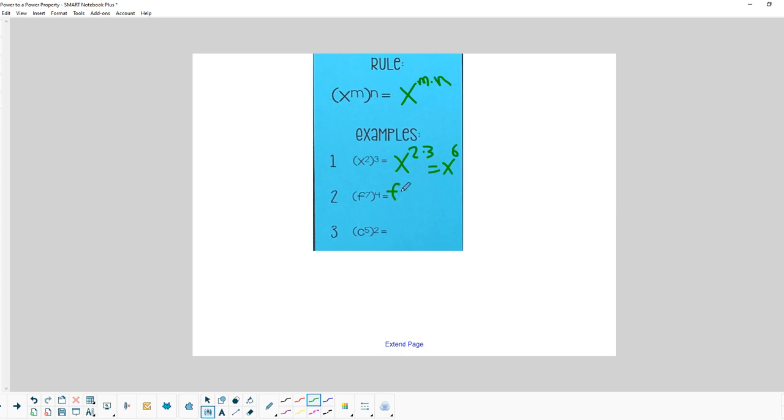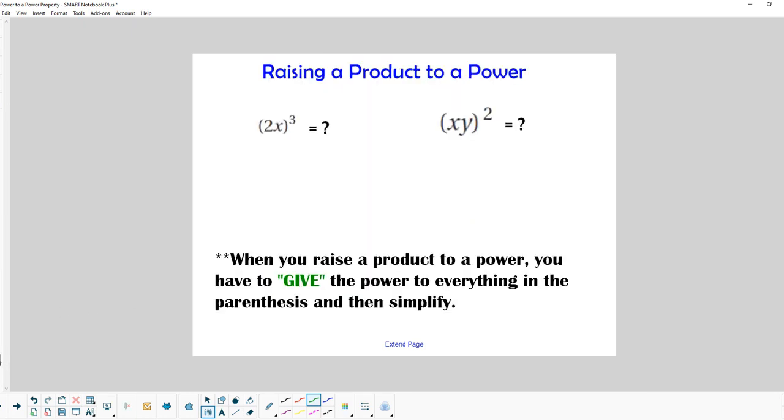Or f to the 7 times 4 power, which would be f to the 28th power. I'm glad I don't have to write out all 28 of those powers. C to the 5 to the second would be C to the 5 times 2, which is just C to the 10th power. So this is a pretty cool little rule. I hope you like this.